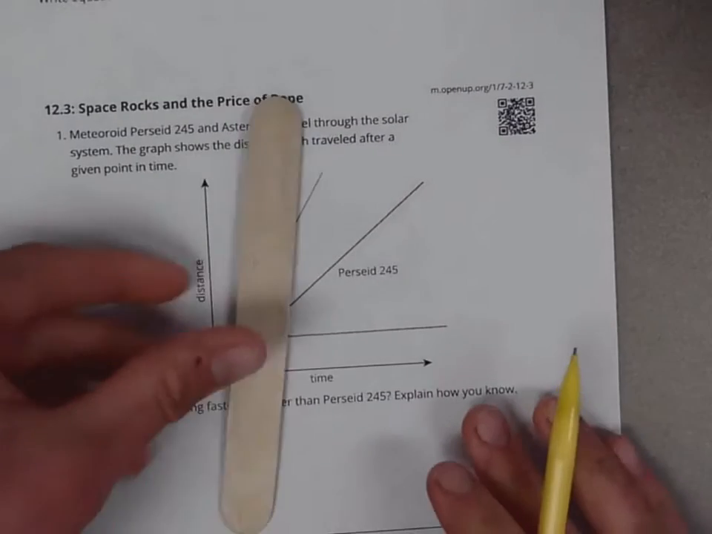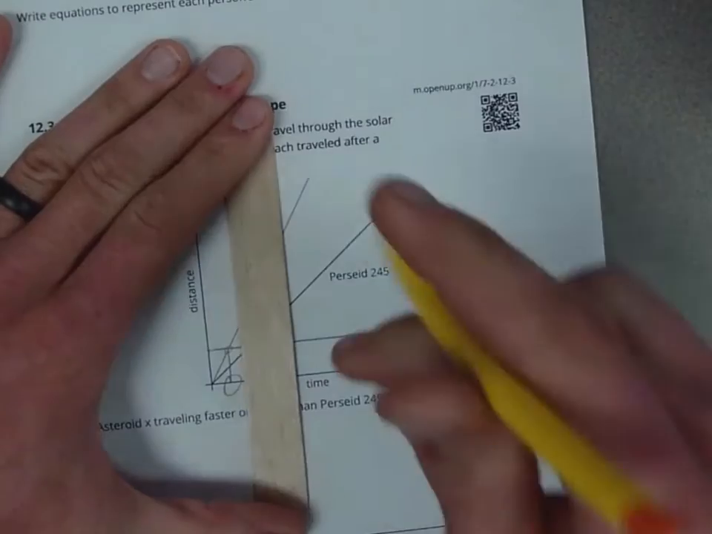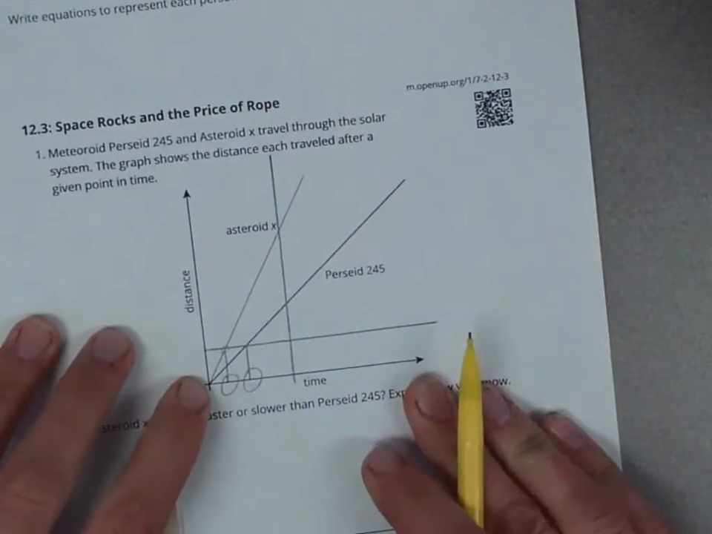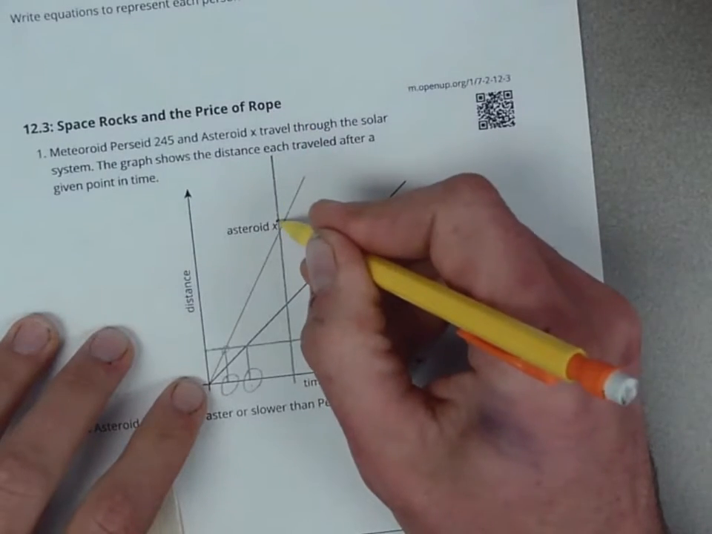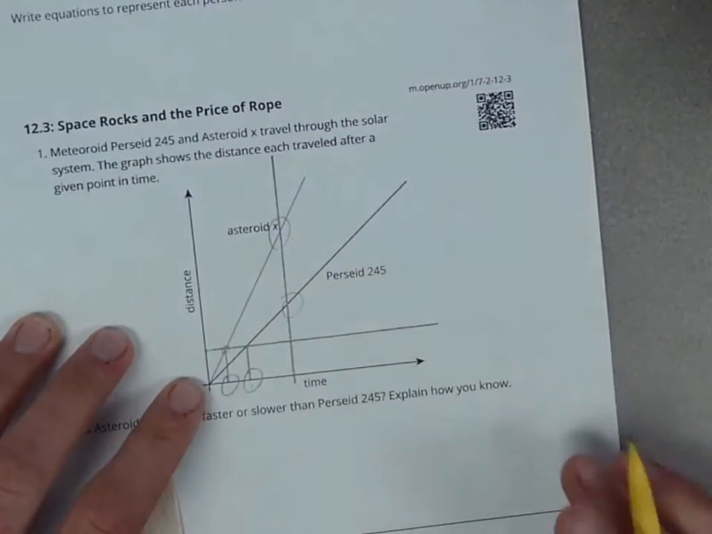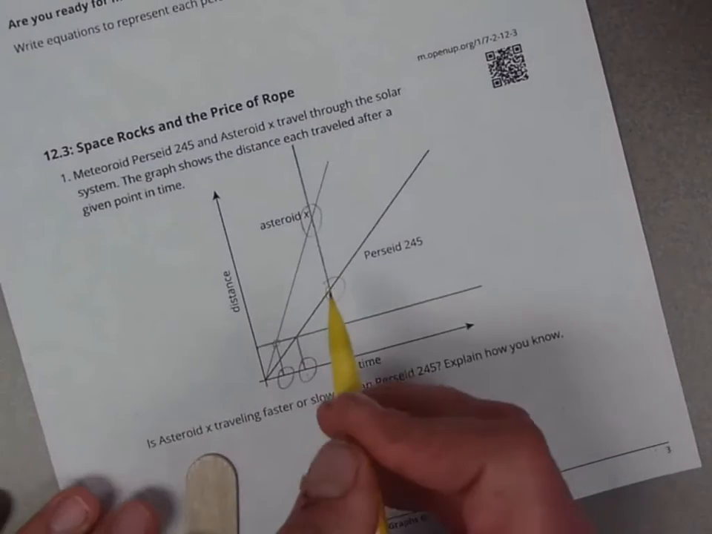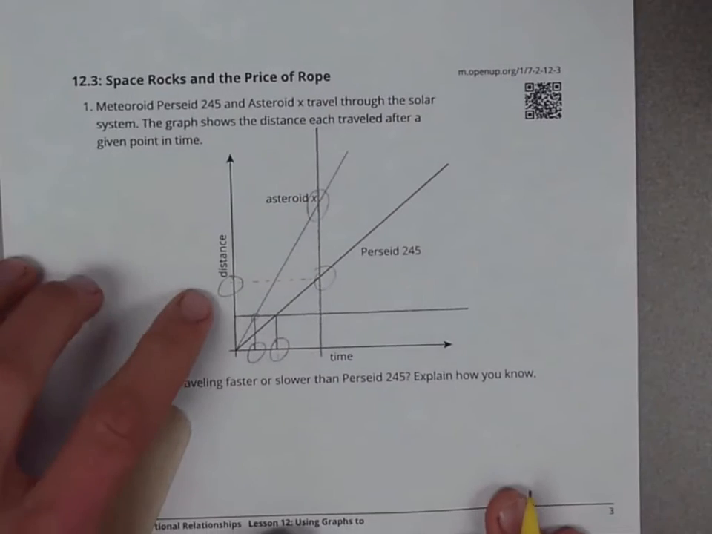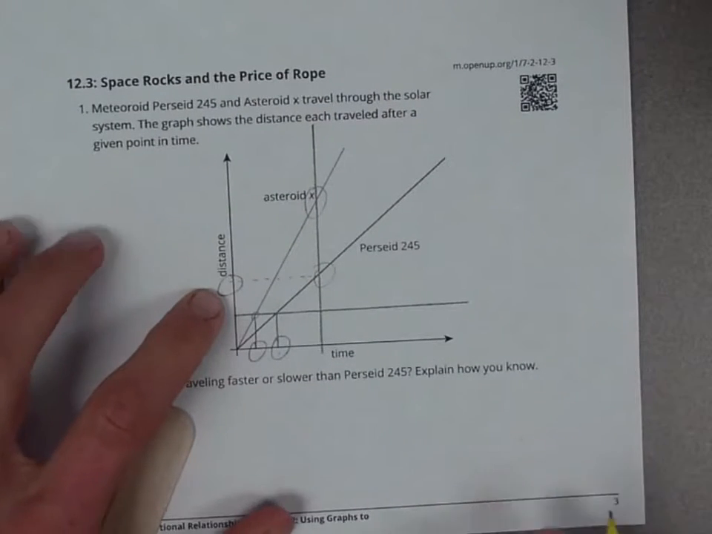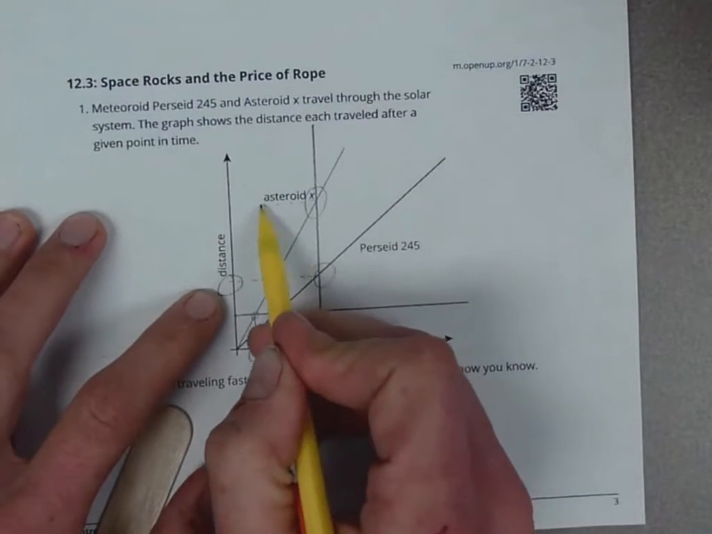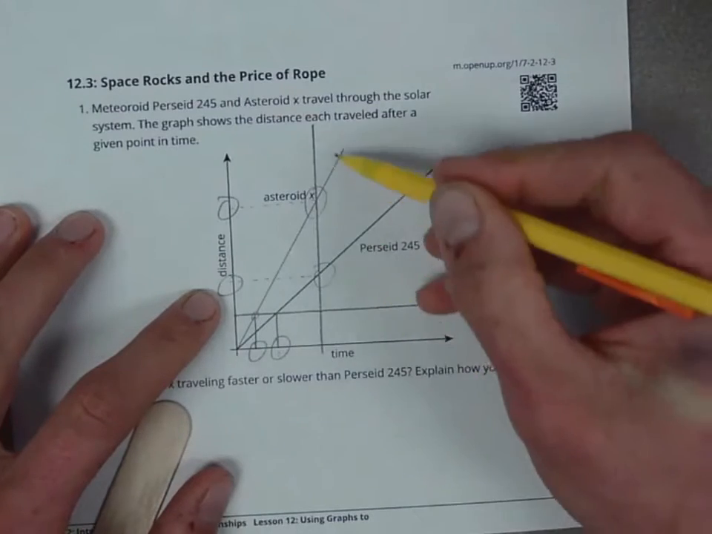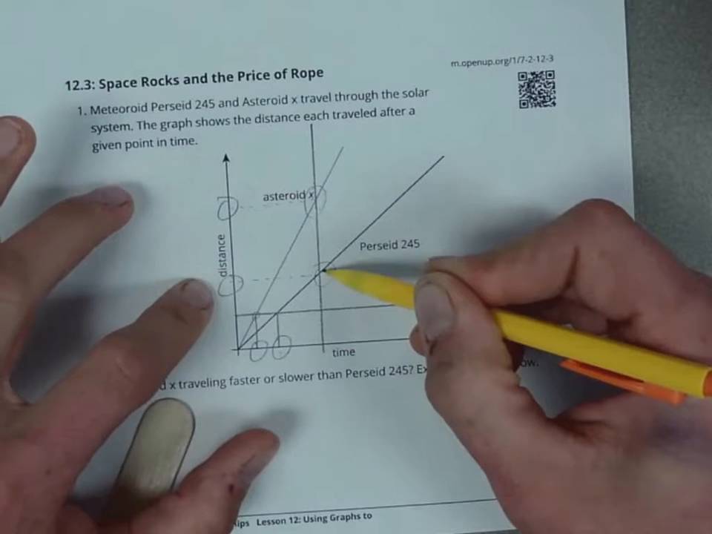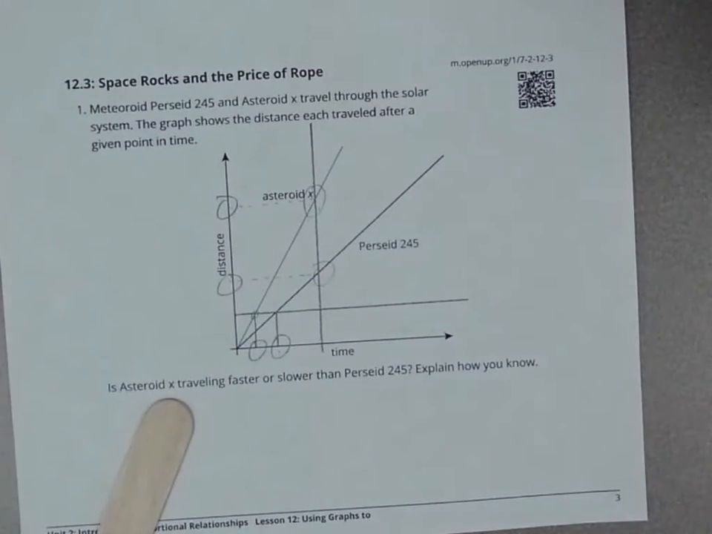All right, now again, I could do this the other way, and I could say, here is one chunk of time. They both start at the same time, and then at this time right here, we're going to see where asteroid X is and where Perseid 245 is. At that time, Perseid 245 was able to go this distance, whereas asteroid X was able to go this distance. So obviously, in the same amount of time, asteroid X was able to go much further. Perseid 245 wasn't able to go that far. So you can look at it two different ways.